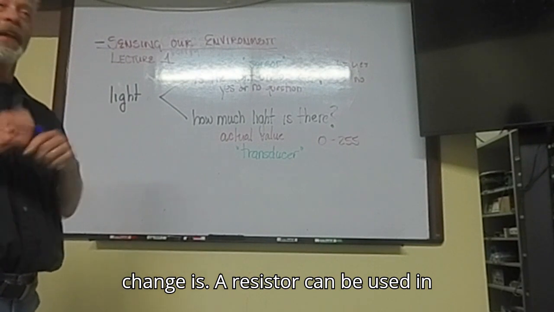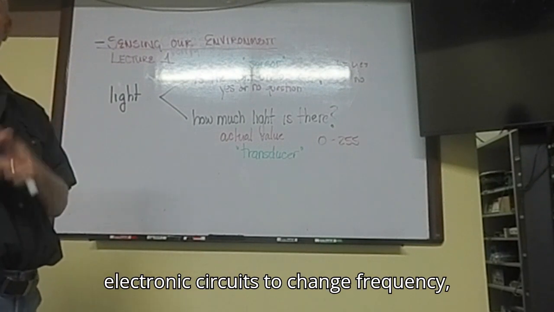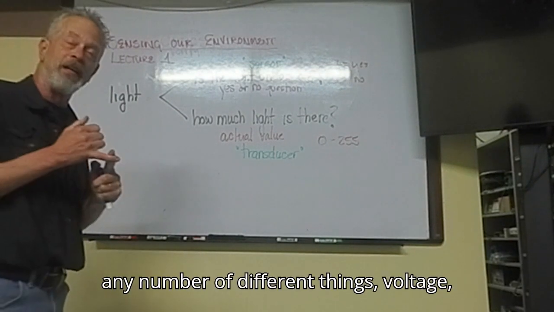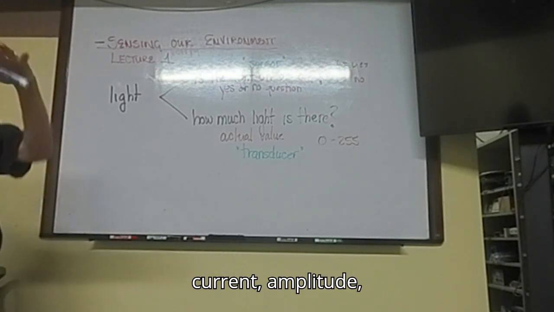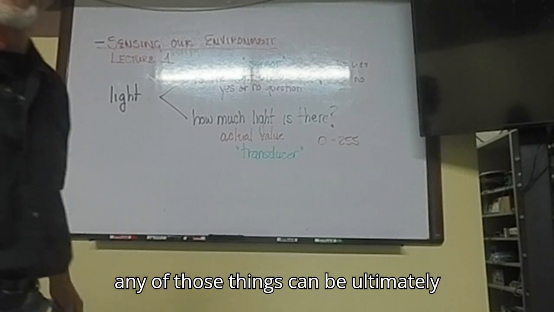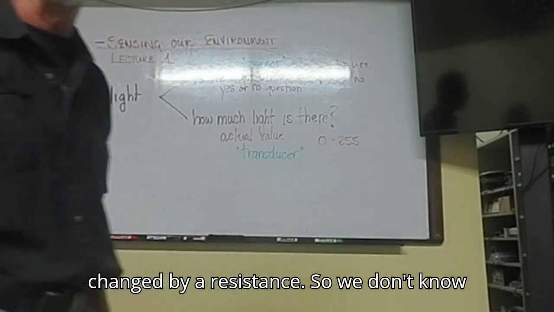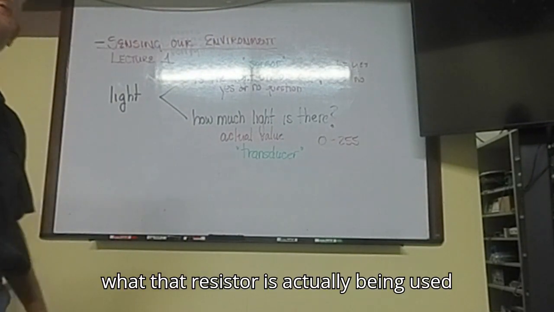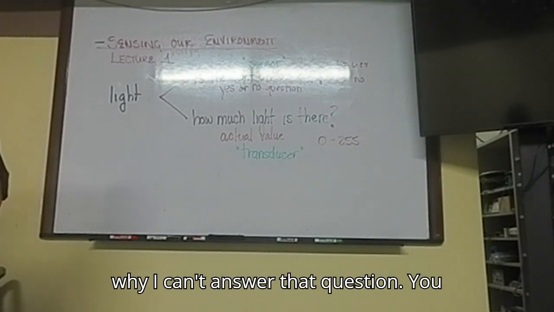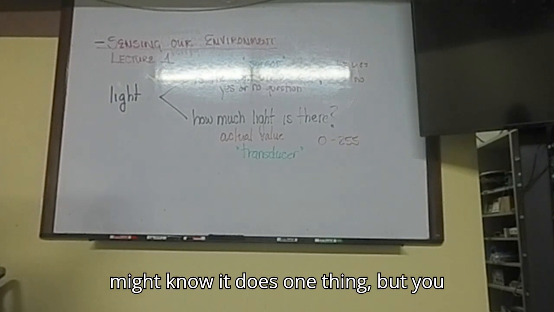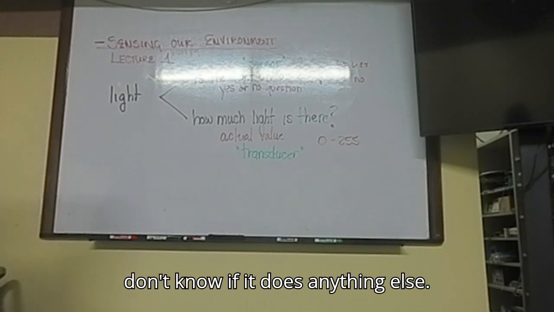A resistor can be used in electronic circuits to change frequency, voltage, current, amplitude, any number of different things. Any of those can ultimately be changed by a resistance. So we don't know what that resistor is actually being used for without a schematic. That's why I can't answer that question. You might know it does one thing, but you don't know if it does anything else.